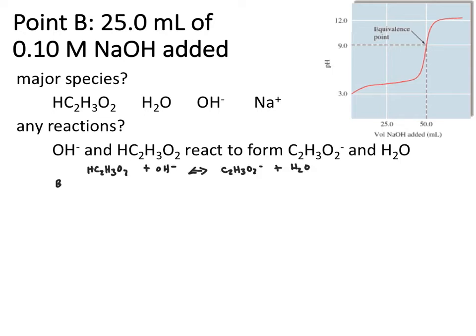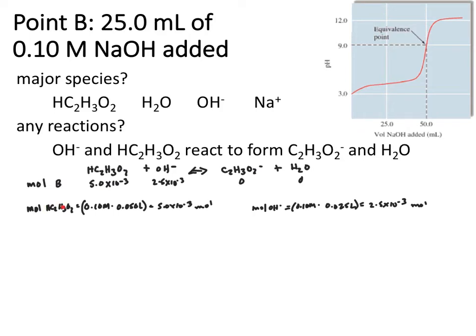Now that we've set up the reaction between the acid and the sodium hydroxide base, we need to figure out the before values for both species. We started with 50 milliliters of acetic acid at 0.10 molar concentration, so we multiply those values. And we've added 25 milliliters of 0.10 molar sodium hydroxide, so we multiply those to get our molar amounts. Now you can see how I calculated my moles of acetic acid and my moles of hydroxide ion. I've plugged them into the before values.